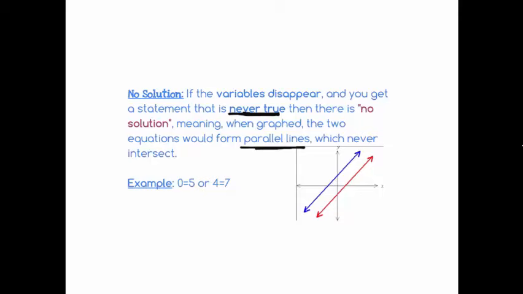These two lines are never going to cross, so they're never going to give you a solution. There's never going to be a point where they intersect each other. It's going to look just like this graph. So when those variables disappear, if you get a statement that looks something like this, and it's absolutely not true that 0 is equal to 5 or 4 is equal to 7, then that means you have no solution.